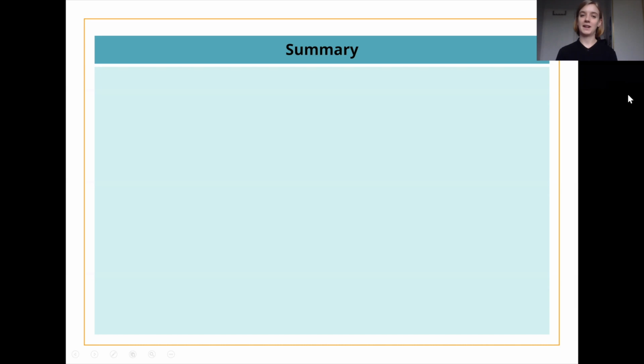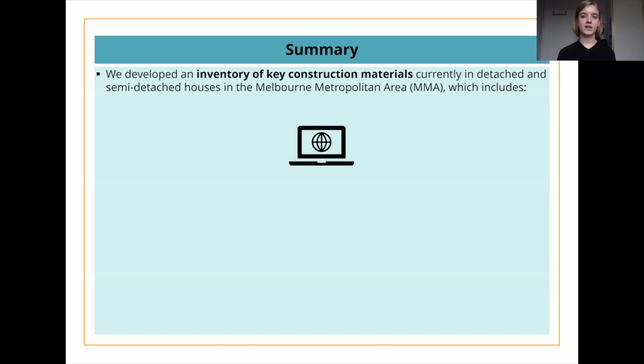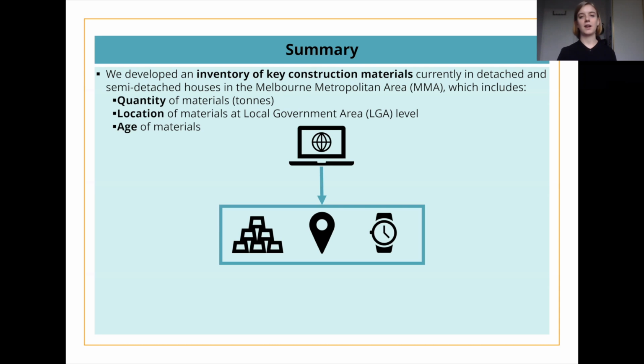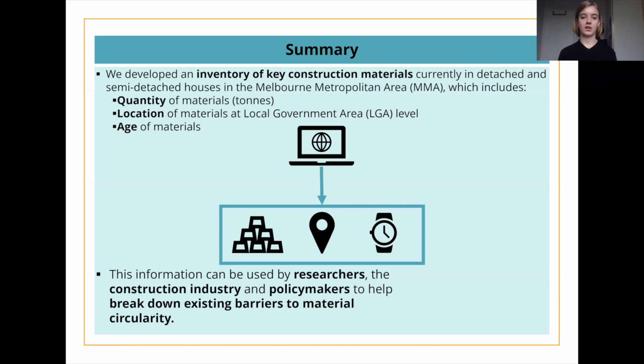I'll begin with a summary of what we have achieved through this project. The fundamental output of our research is an inventory of key construction materials that make up detached and semi-detached houses in the Melbourne metropolitan area. This inventory gives information about the quantity, location, and age of materials and can be used by other researchers, the construction industry, and policymakers to help break down barriers to material circularity.